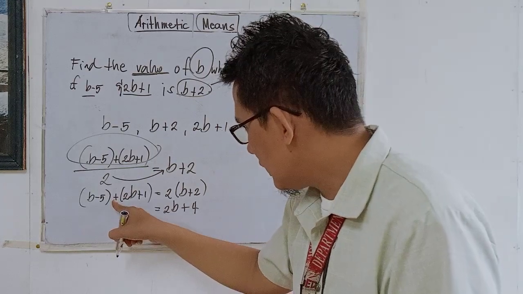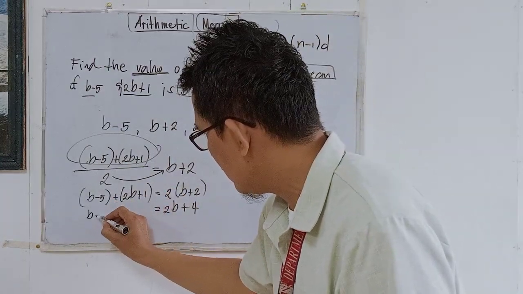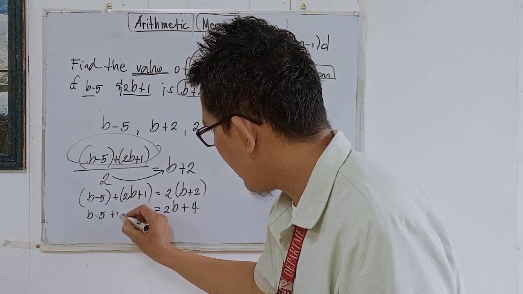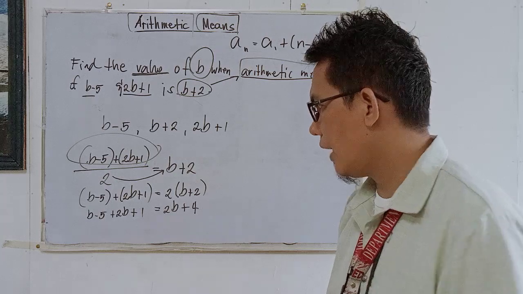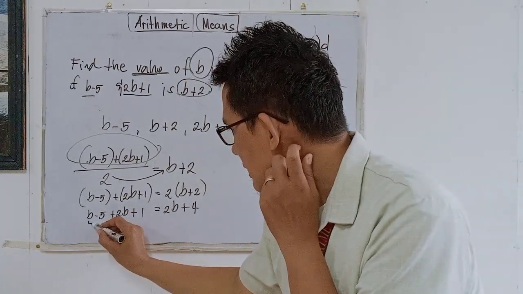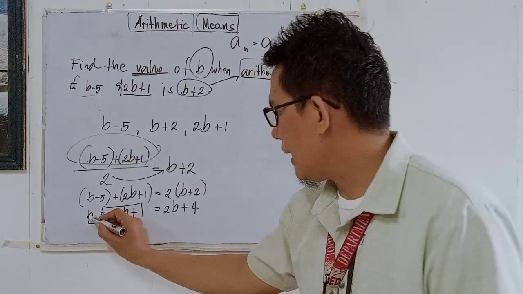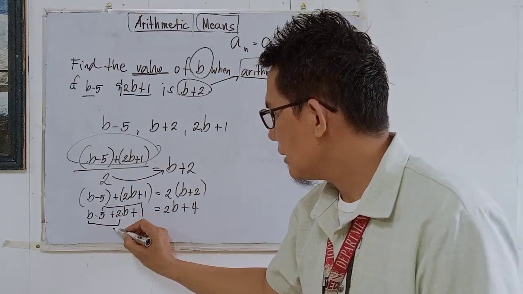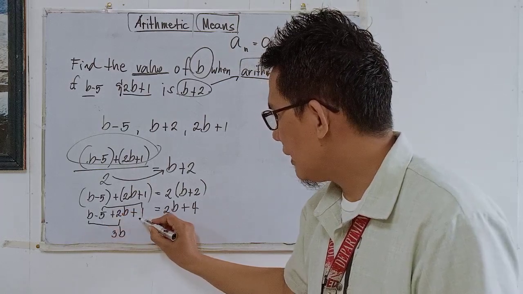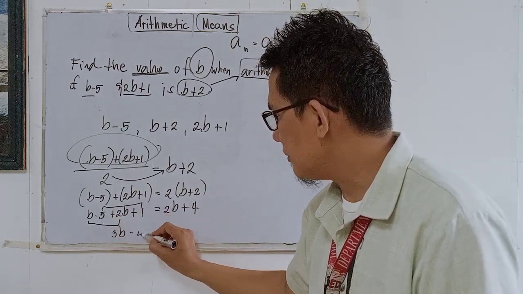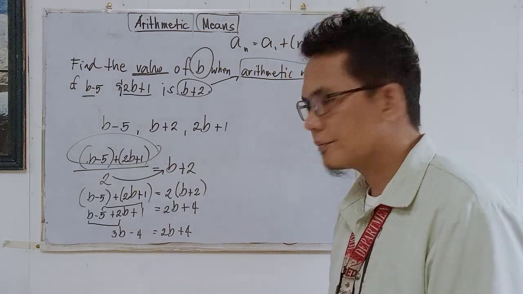Then our addition will be multiplied. Simply that becomes, since there is addition, b minus 5 plus 2b plus 1. Okay? Then, let us combine like terms. b and 2b becomes 3b. Negative 5 and positive 1 becomes negative 4. This becomes 3b minus 4.